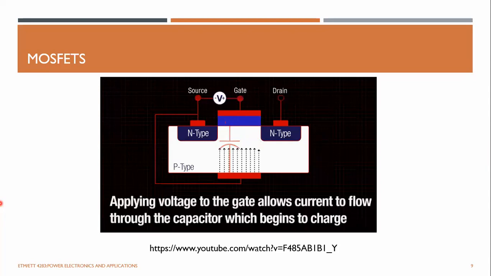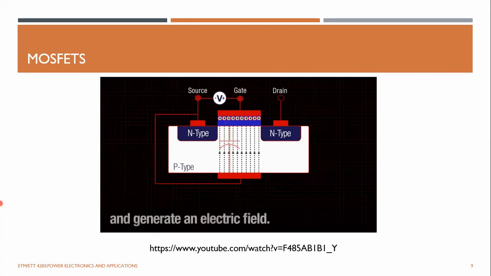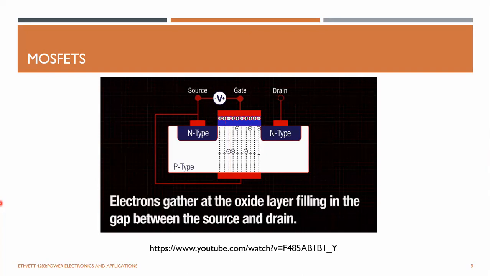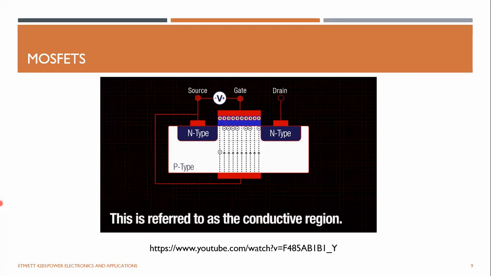Applying voltage to the gate allows current to flow through the capacitor, which begins to charge and generate an electric field. This is the field effect part of the MOSFET term. Electrons gather at the oxide layer, filling in the gap between the source and drain. This is referred to as the conductive region.